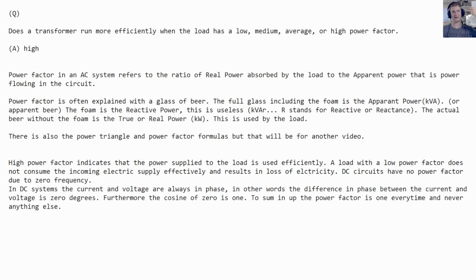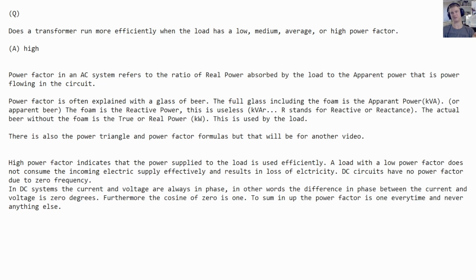So just think high power factor, that's what you want, and that's because it's a ratio of the real power absorbed by the load to the apparent power that's floating around the circuit. So in that case, of course, you want a high power factor if you want things to be working correctly. A load with a low power factor does not consume the incoming electric supply efficiently and results in loss of electricity. DC circuits have no power factor due to zero frequency.